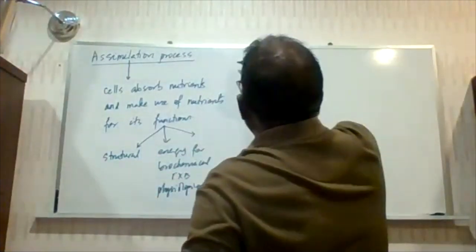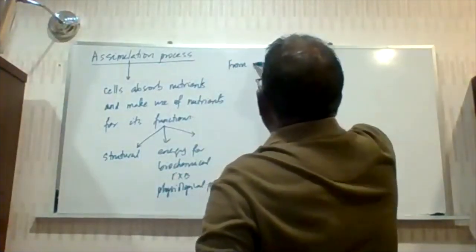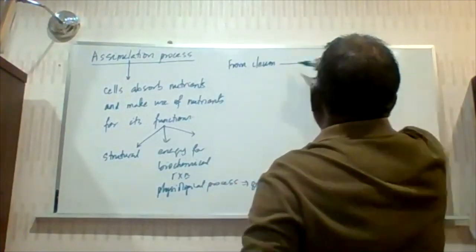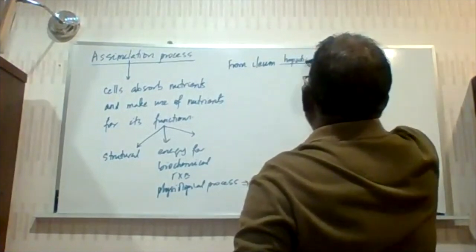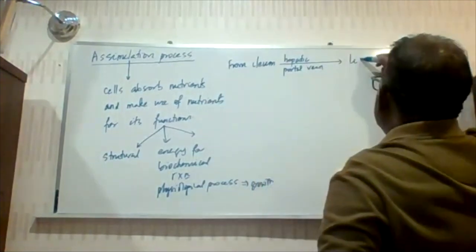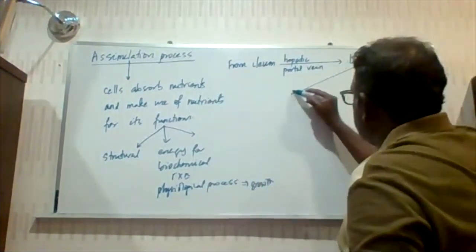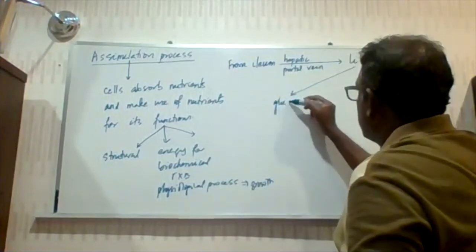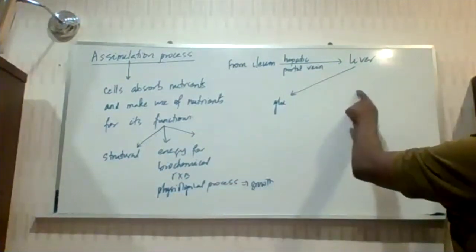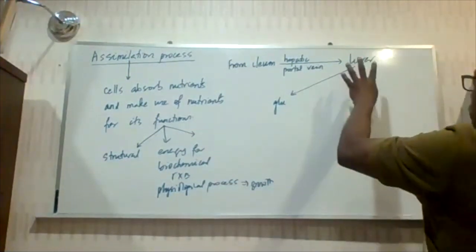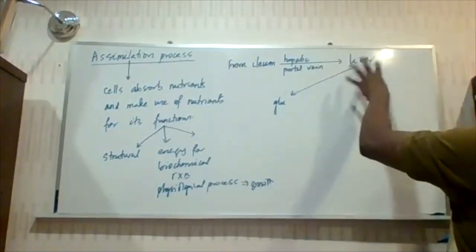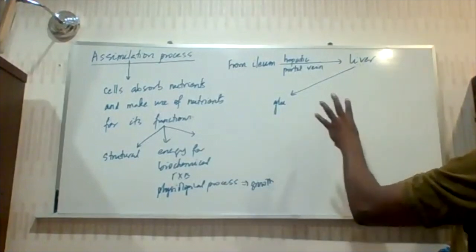So that means from the ileum, the hepatic portal vein takes the nutrients into the liver. So in the liver, the liver cells absorb all these nutrients. The liver cell regulates the nutrients. The regulation is limited to certain aspects in SPM.